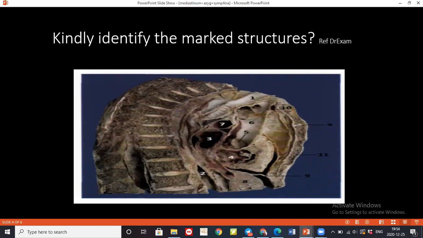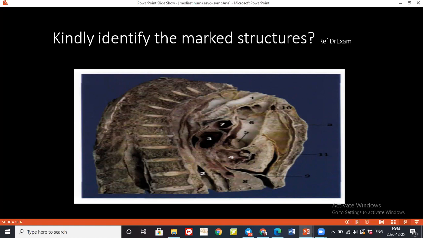Can you tell me the contents of the posterior mediastinum? The posterior mediastinum contains the esophagus, the thoracic duct, the sympathetic trunk, and also the azygos veins. All right, and the vagus nerve as well. And what about the anterior mediastinum? It contains lymph nodes, fat, and the thymic remnant. Okay. All right.